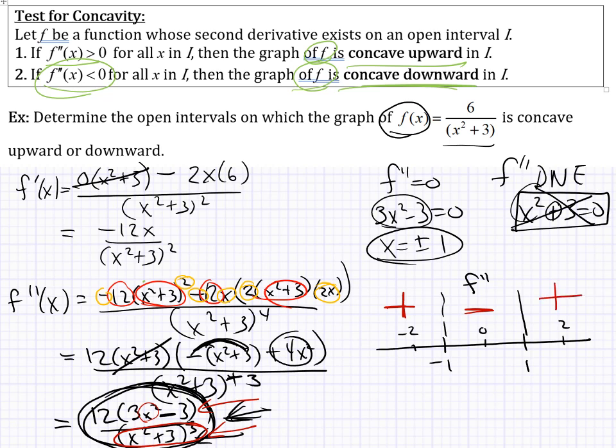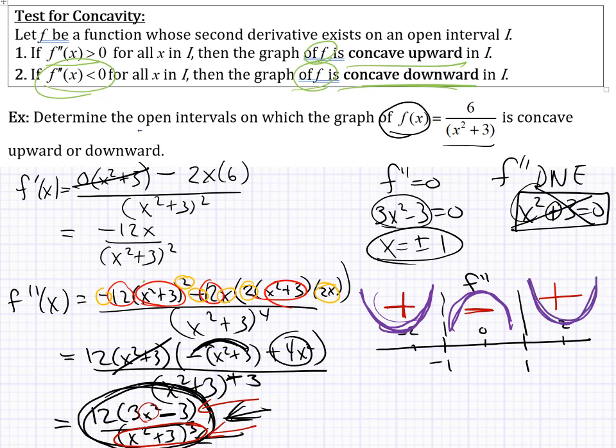So what does that tell me? The fact that the second derivative is positive tells me that the first derivative is increasing, which tells me that the original function is concave up. If the second derivative is negative, it tells me that the first derivative is decreasing, which tells me the original function is concave down and then concave up.